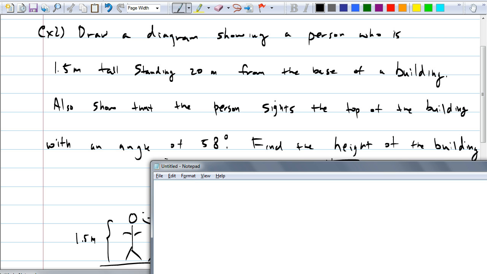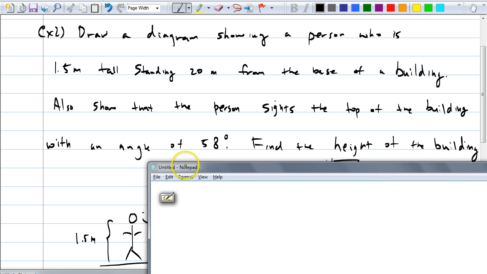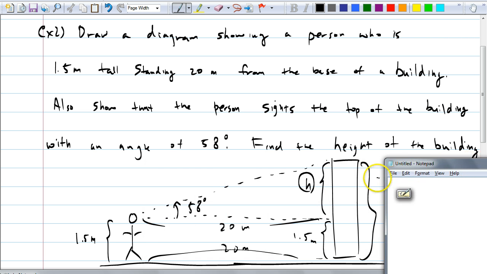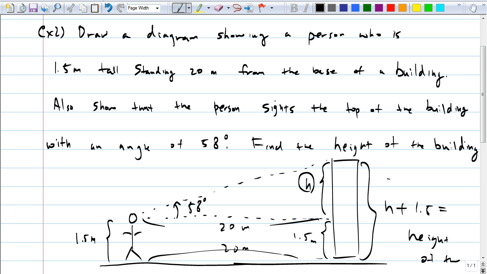So, how many people got this picture? The person is looking straight ahead, right? Remember, to get the angle of elevation, the person is first of all looking straight ahead, horizontally. So this is the picture you get. Okay, let me erase these.